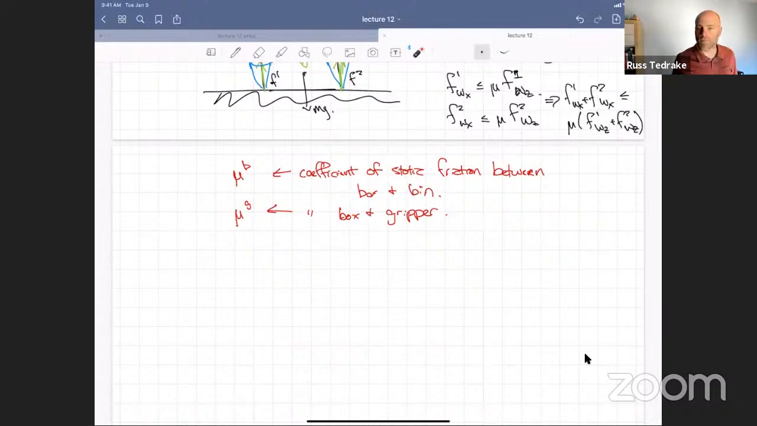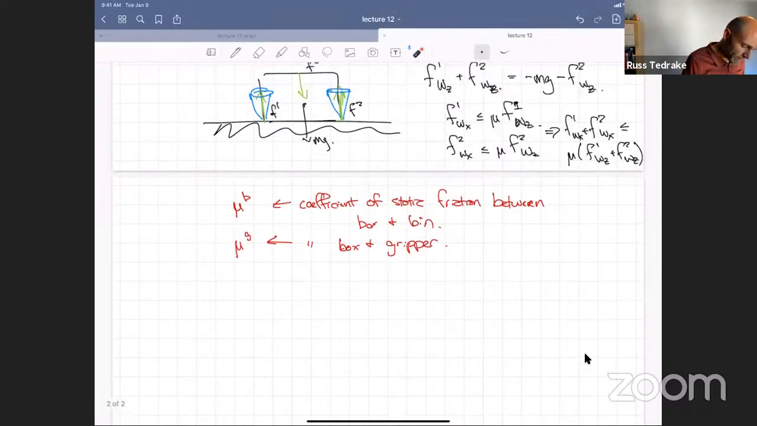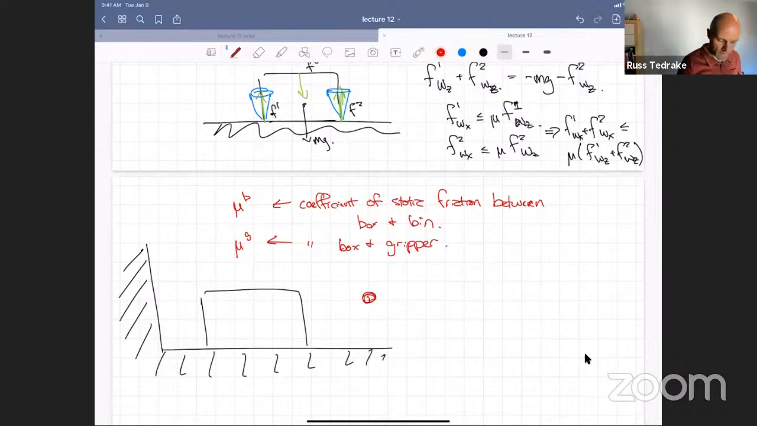Okay, so let's try to do the box flip up now, thinking about forces. First off, I have my box on the table. I've got my wall over here. And let's think about a point finger. Made a nice red point finger. And I'll start it at a reasonable horizontal position.